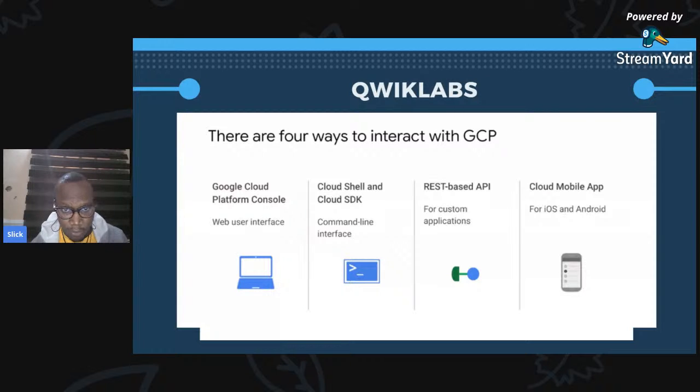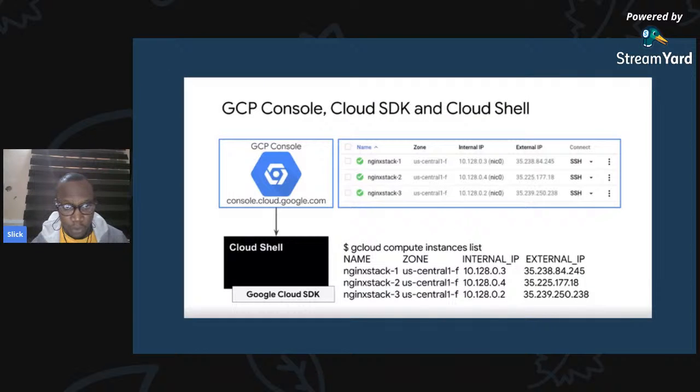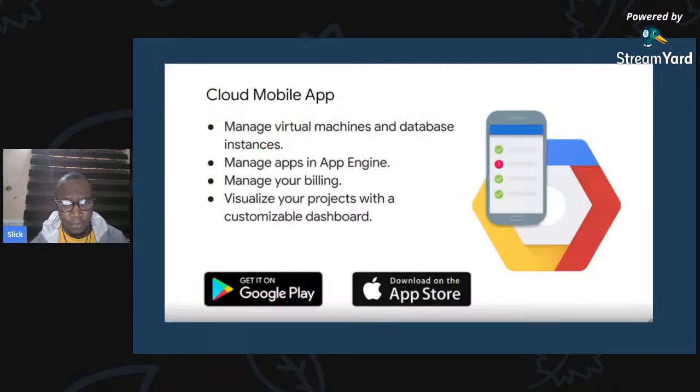Then you could use the REST-based APIs, which I was showing you earlier on. Then you could download the Cloud mobile app as well. So Cloud Console, Cloud SDK, and Cloud Shell are just examples of how it works. When you go to the lab session, you're going to understand better what I'm trying to explain to you here, and you will have better knowledge of how it works, which is really amazing.